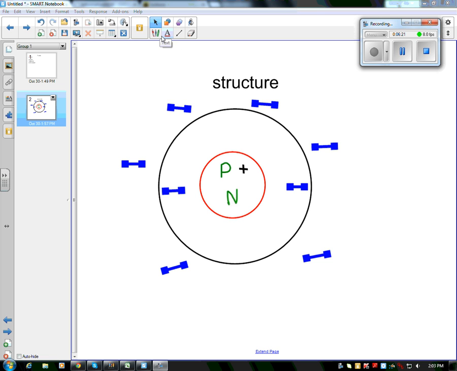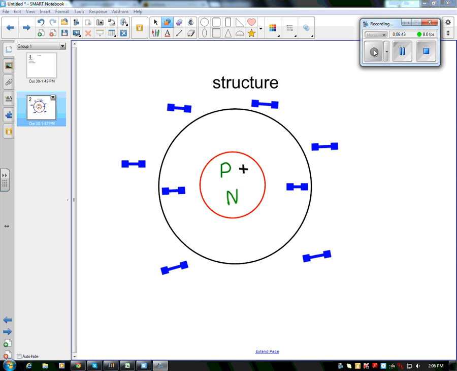So we say that they're in an electron cloud. We know how many electrons there are going to be in this general area. We don't know exactly where, but we know how many of them there are. Like there's 6 here. We know there's going to be 6 electrons out in this electron cloud right here.